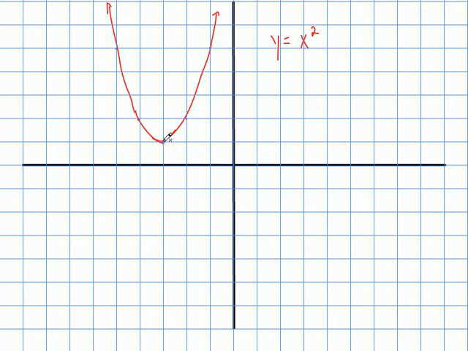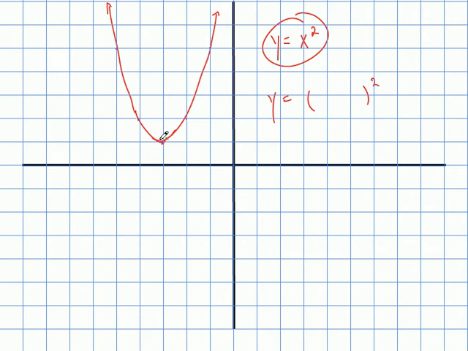But this is not centered, or the vertex is not at the origin. The vertex is right here at this point. So what did we do to it? We took it and we moved it how many places? 1, 2, 3 to the left, and we moved it up 1. So what does that do to my equation if I move it 3 to the left and up 1?